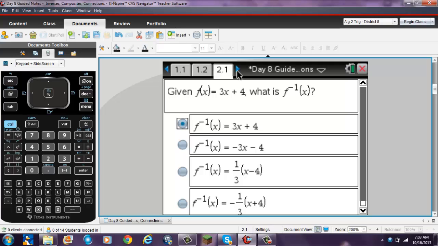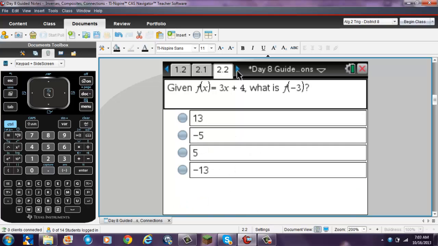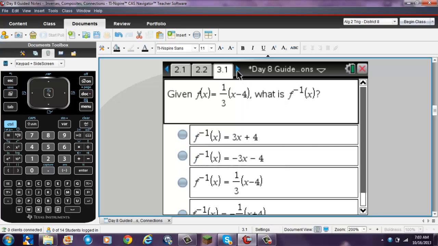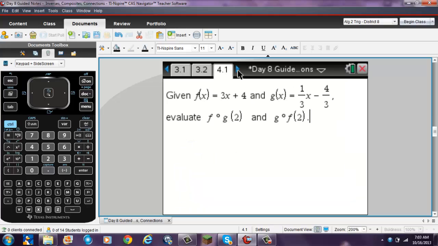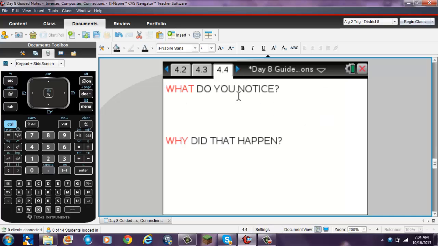So you'll be reviewing inverses, checking that you remember how to do inverses, as well as same on 2-2, just substituting, 2-3, finding an inverse, or 3-1, 3-2, substituting, and so on, doing some composition practice. So it's really a night of practice. But the reason for that is when you get to page 4-4, hopefully you're going to make some connections. You're going to notice that something interesting happened and think about why. And that will lead us into the actual lesson.